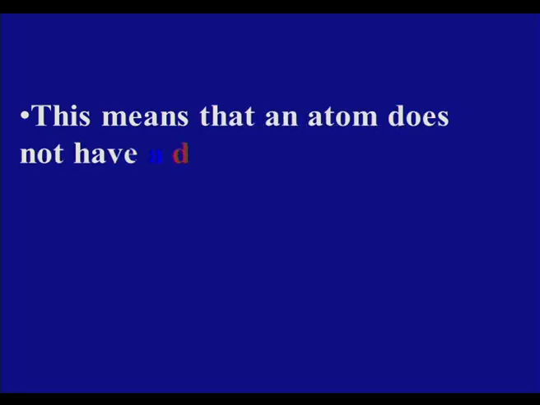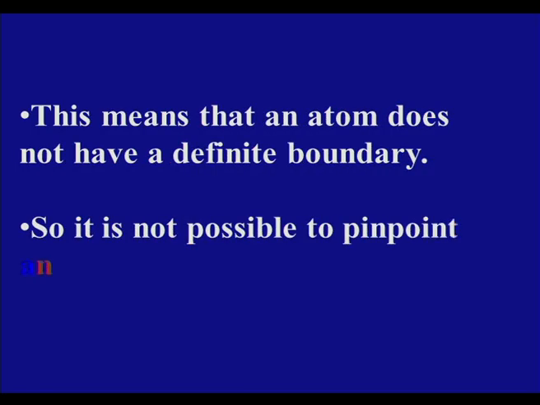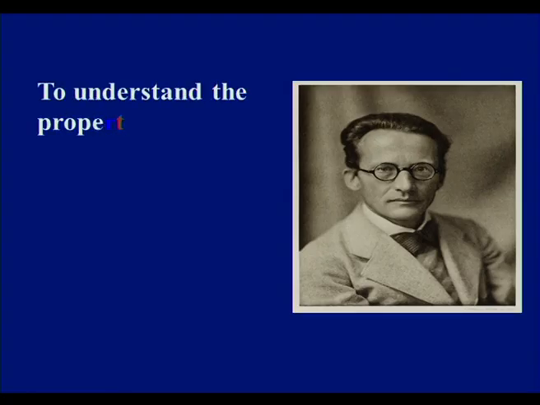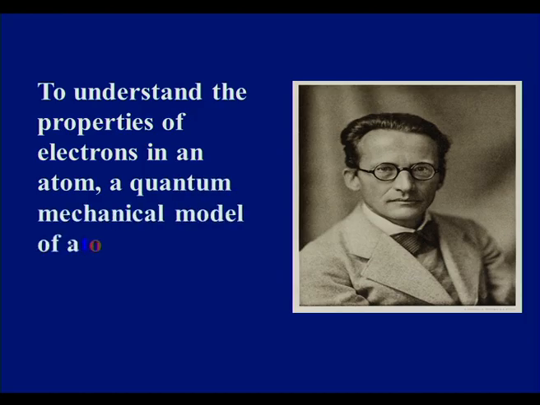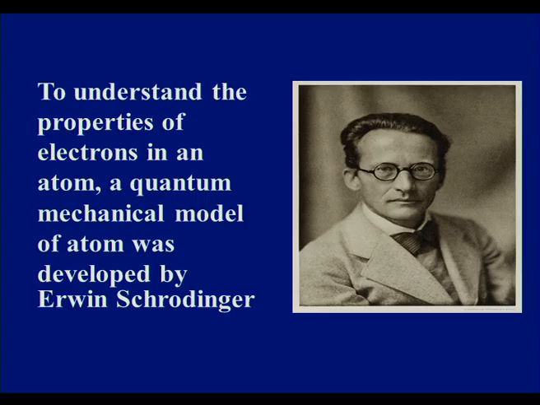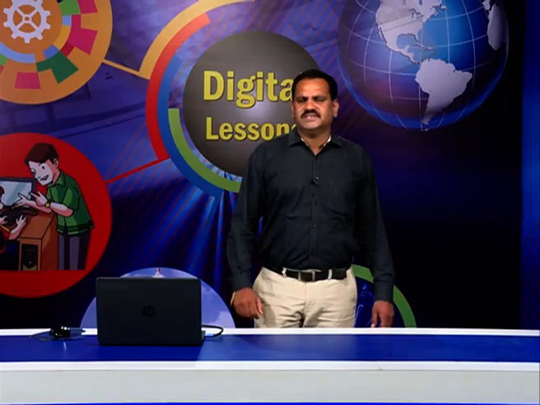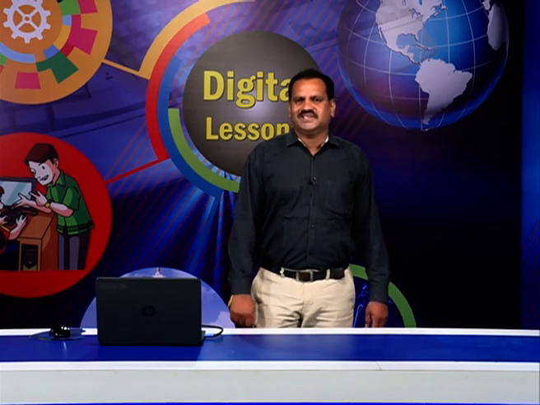This means that an atom does not have a definite boundary. So, it is not possible to pinpoint an electron in an atom. To understand the properties of electrons in an atom, a quantum mechanical model of the atom was developed by Erwin Schrödinger. He introduced a new concept. What the new concept is and how he explained the structure of the atom, we will see in the next class.